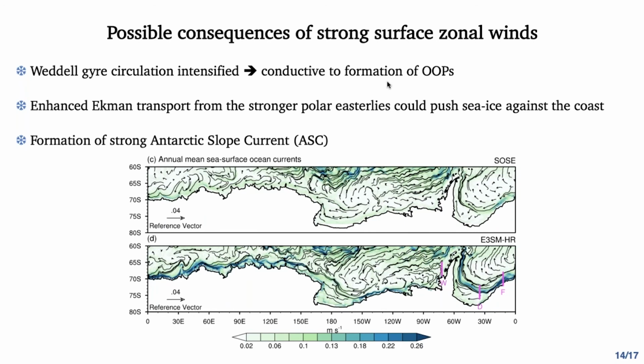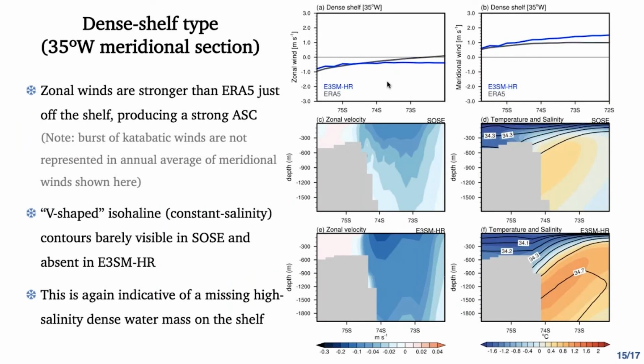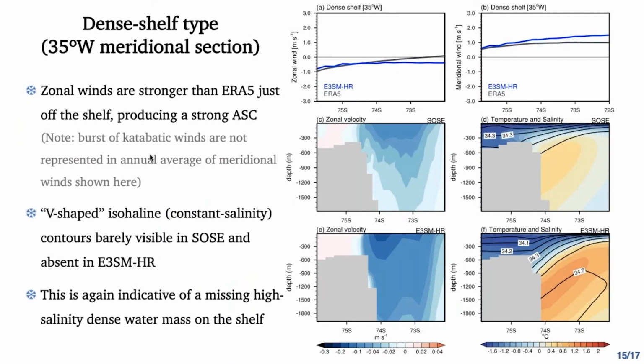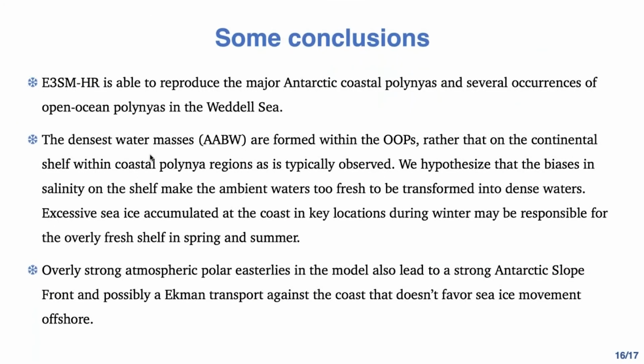Hyein also looked at the vertical structure to try to look more into this process, and what the strong Antarctic slope current is related to. We think that it is due to the stronger easterlies. I'm not going to spend much time on this because I wanted to conclude.